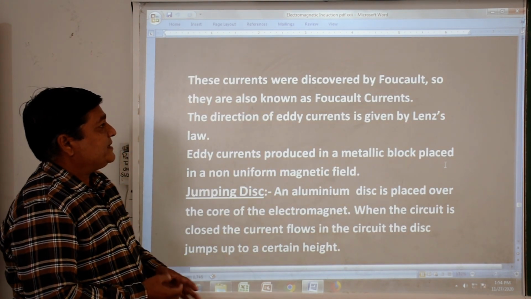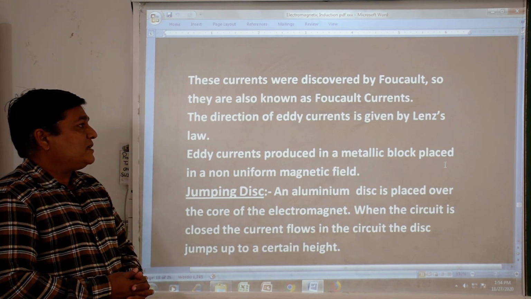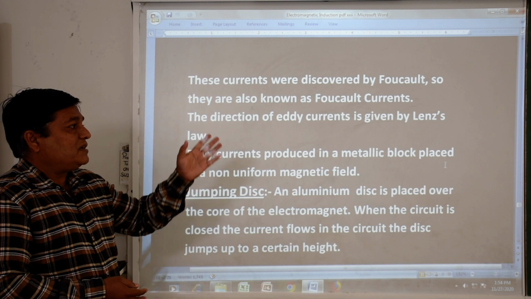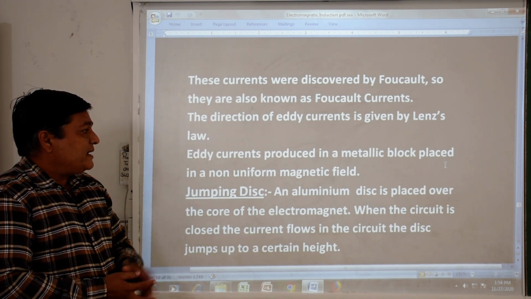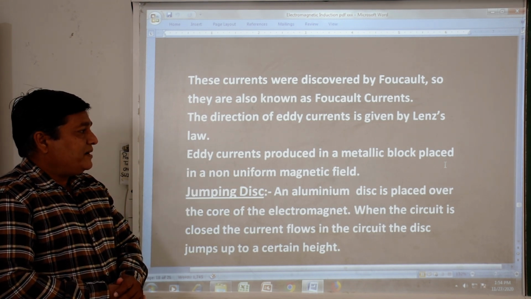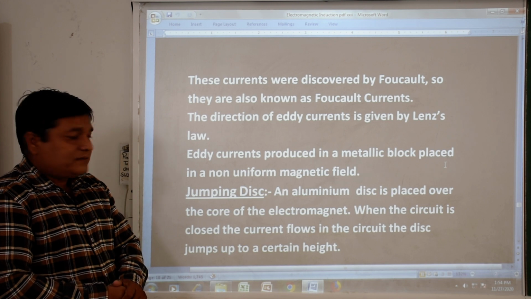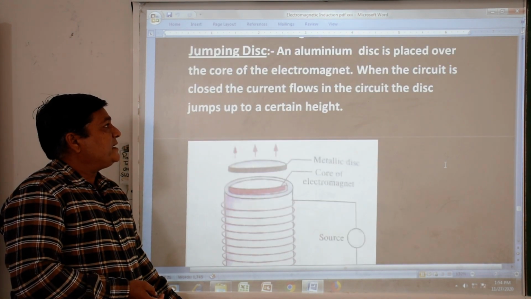Since these currents were discovered by the scientist Foucault, they are also known as Foucault currents. The direction of the eddy current is always given by Lenz's law. Eddy currents are produced in a metallic block placed in a non-uniform magnetic field. Just now we have seen the figure of it. The jumping disc is one example of eddy current.